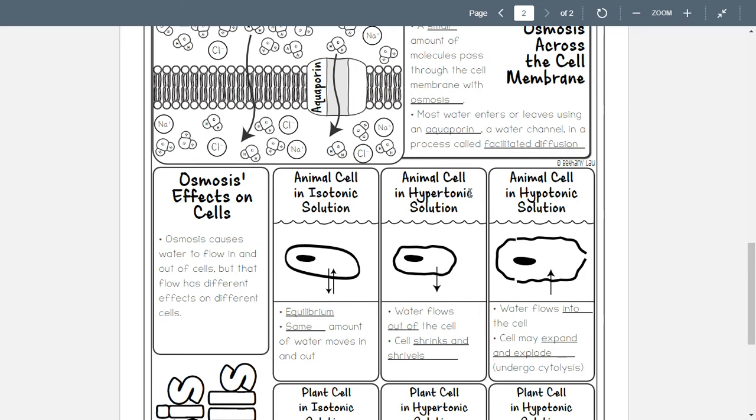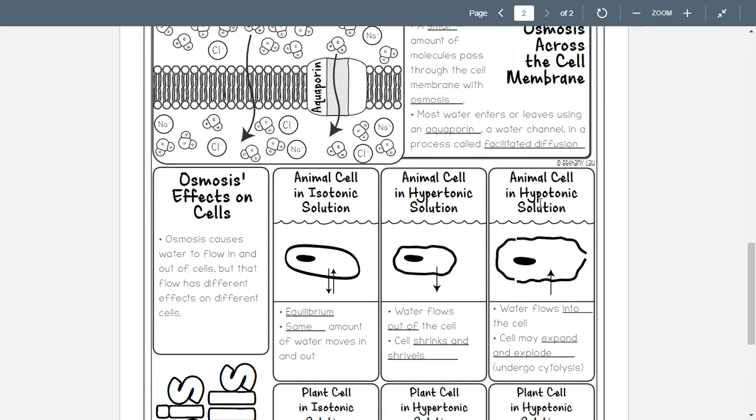If they're in a hypertonic solution, that means they're in a high salt solution. So the cell is submerged in a hypertonic solution. Hypertonic solution means the solution has high salt. So remember, salt sucks. It's going to suck the water out of the cell into the solution. So the water is going to leave the cell, go into the solution, causing the cell to shrink and shrivel.